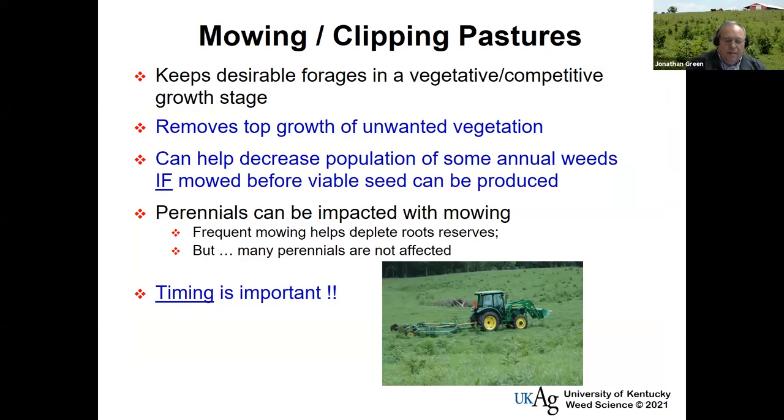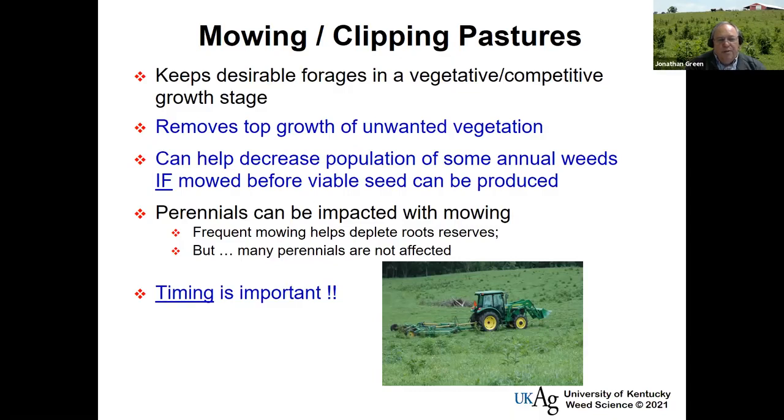Of course, as mentioned, the big tool in the toolbox is mowing or clipping pastures. This certainly removes the top growth of unwanted vegetation, and it can help in some scenarios decrease the population of some of these annual weeds if we can get it mowed before viable seed can be produced. Now, that's not a 1 year or 2 year quick fix, but it's a numbers game in regards to the weed seed that's being produced year to year in which things propagate.